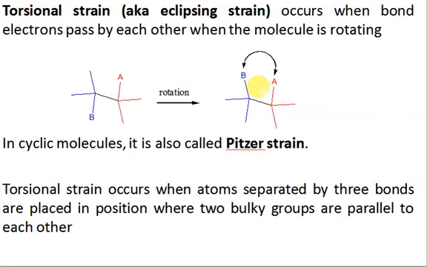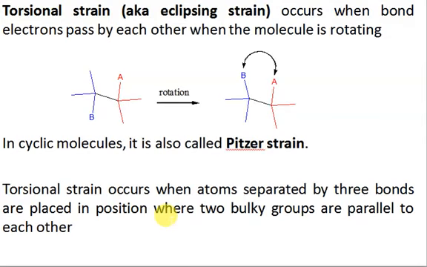In case you are considering torsional strain in a cyclic molecule, then this strain is known as Pitzer strain. Torsional strain occurs when the atoms are separated by 3 bonds, and they are placed in such a position that two bulky groups are parallel to each other.